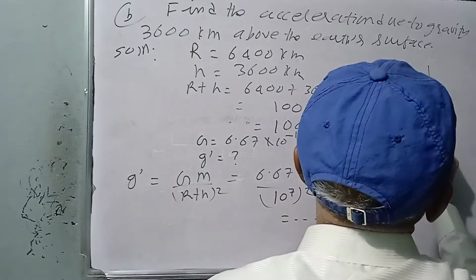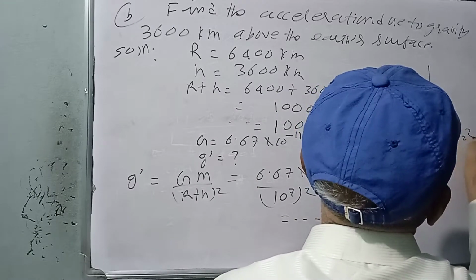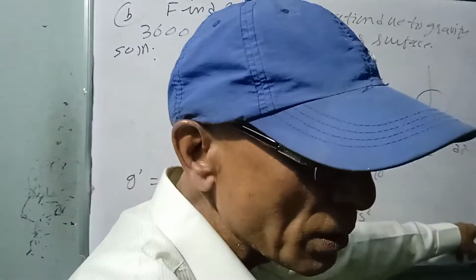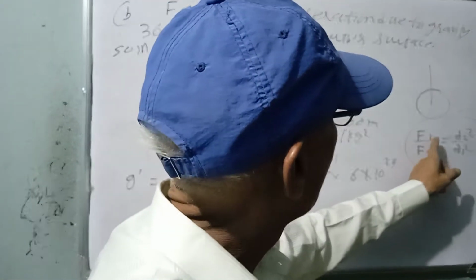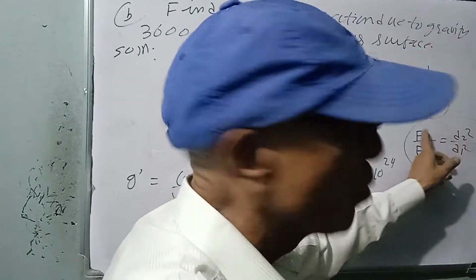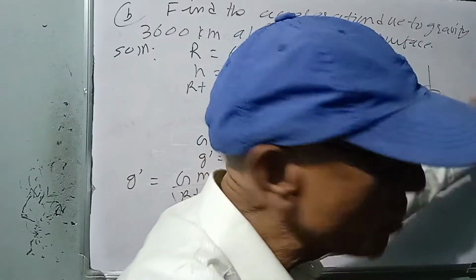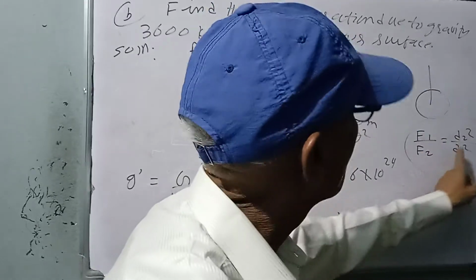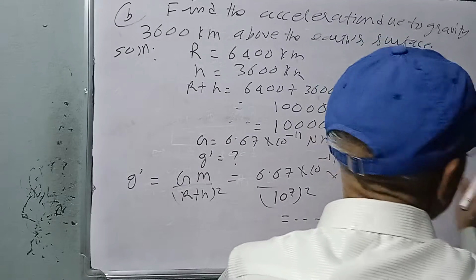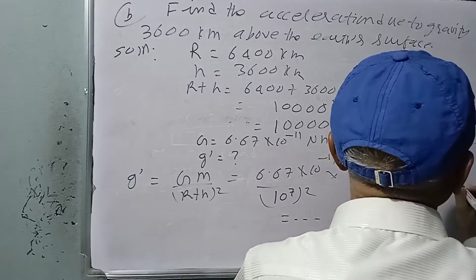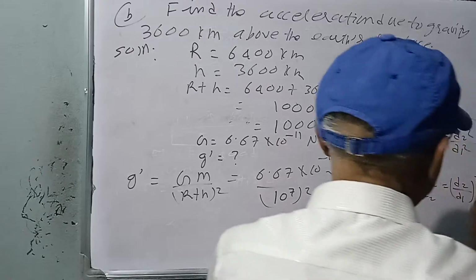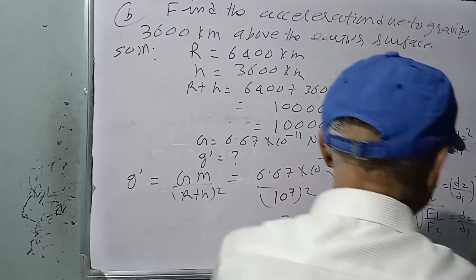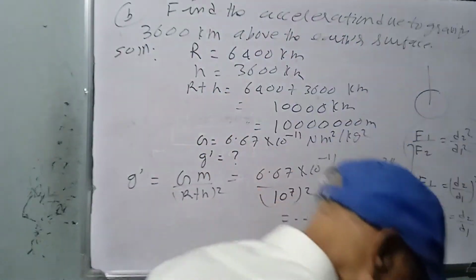In the same way, you can also use another formula: F1 by F2 equals D2 square by D1 square. Force is inversely proportional to the square of the distance between them. For example, at a distance of 10 meters, force is 200 newton. At a distance of 20 meters, what is the force? Again, you apply this formula: F1 upon F2 equals D2 square by D1 square. But to make the sum easier, you can also write F1 by F2 equals (D2 by D1) whole square, or take the square root to remove the square.